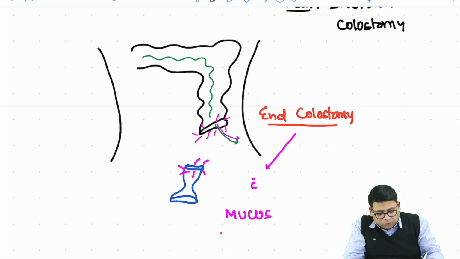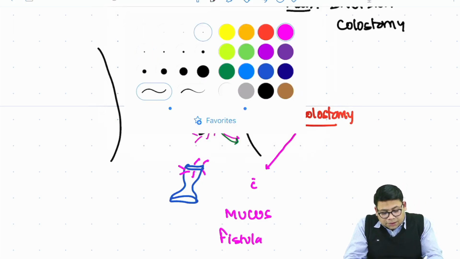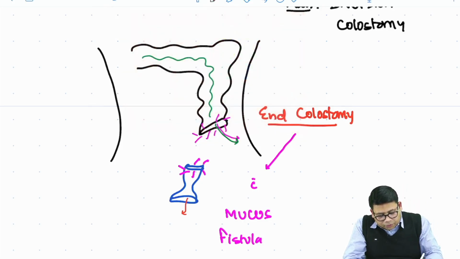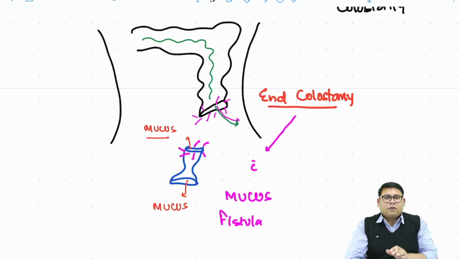Why is it known as a mucus fistula? Try to understand. Since the colon is lined by columnar epithelium, the mucus shall come out from this, and mucus shall come out from this also. So, opening on two sides is a fistula, and that is why it is end colostomy with a mucus fistula.